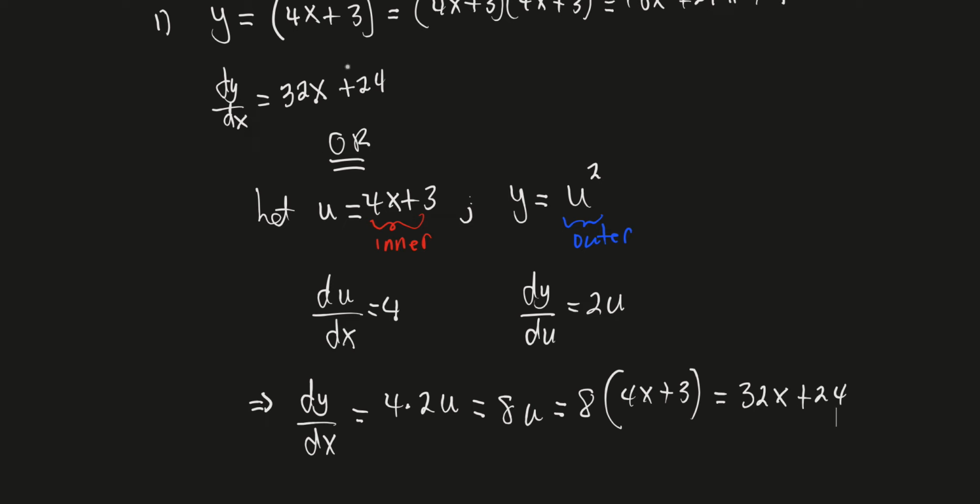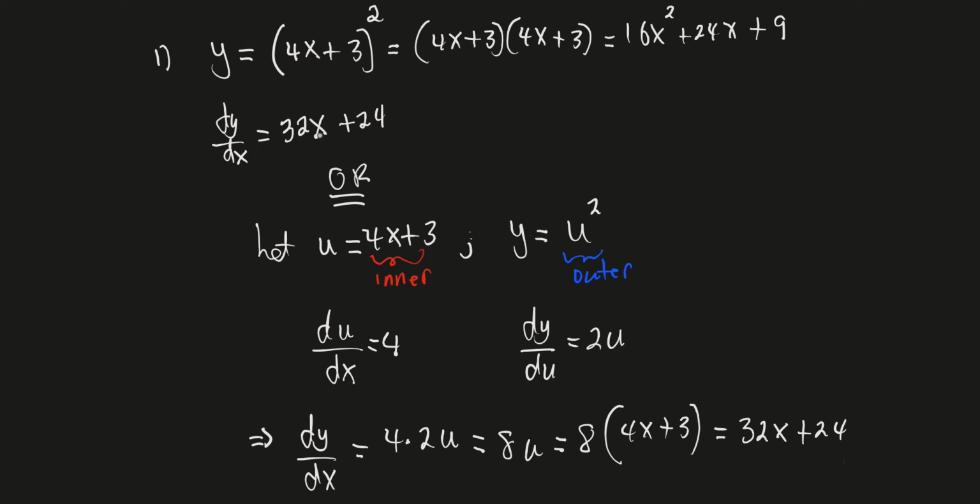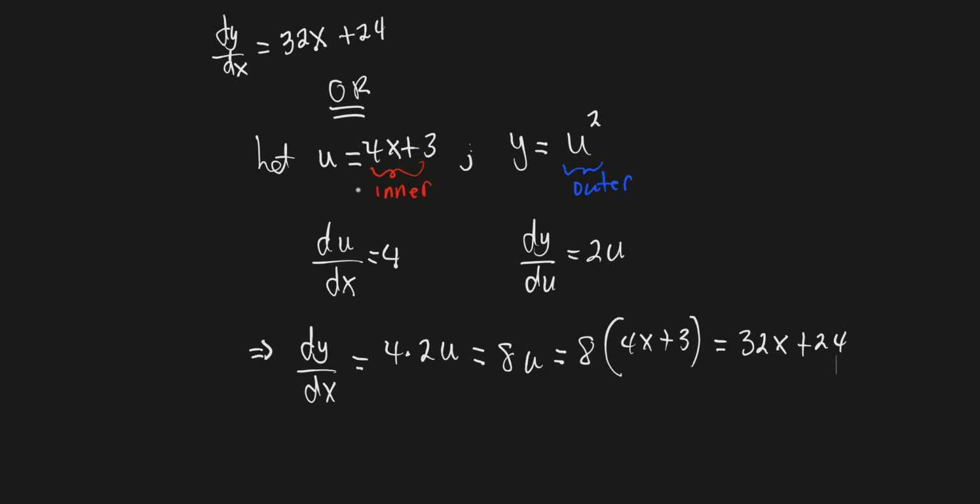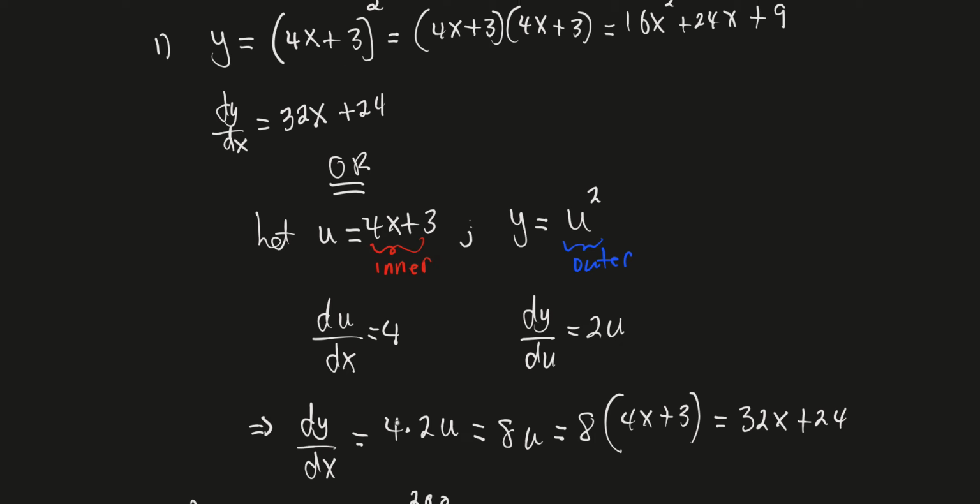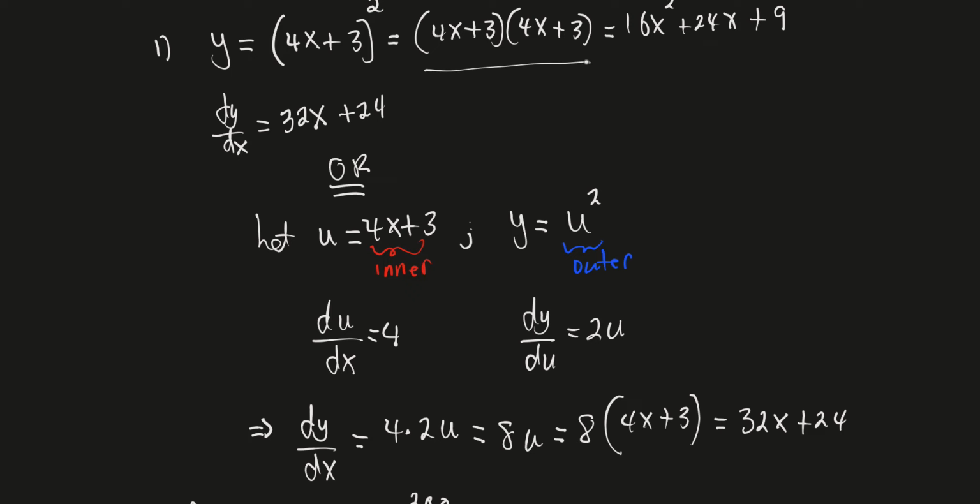So this particular function, y equals the quantity 4x plus 3 squared, we can find its derivative in lots of different ways. However, let's look at this example. What if I had y equals the same 4x plus 3, but to the power 200? Then this approach up here doesn't seem too practical anymore.